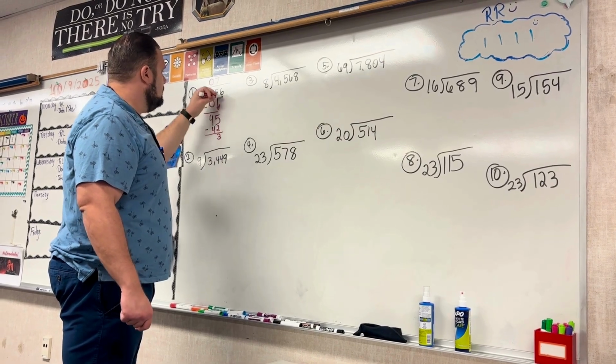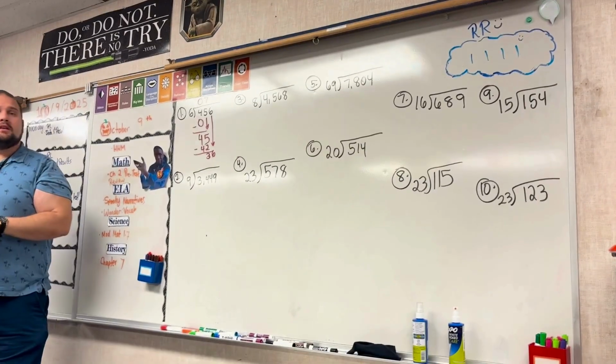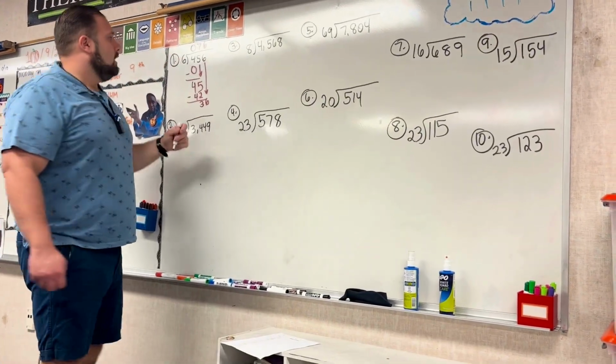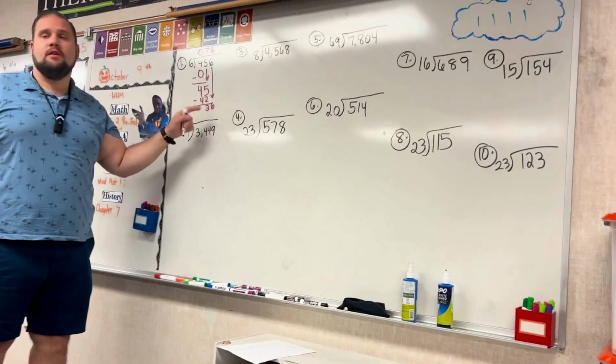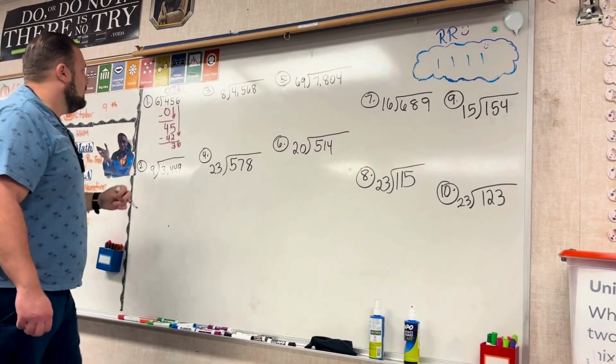We got 3 left over. We bring down the 6. 6 goes into 36 6 whole times. Okay, 6 times 6 is 36. There's no remainder left over. Our answer is 76. Okay?